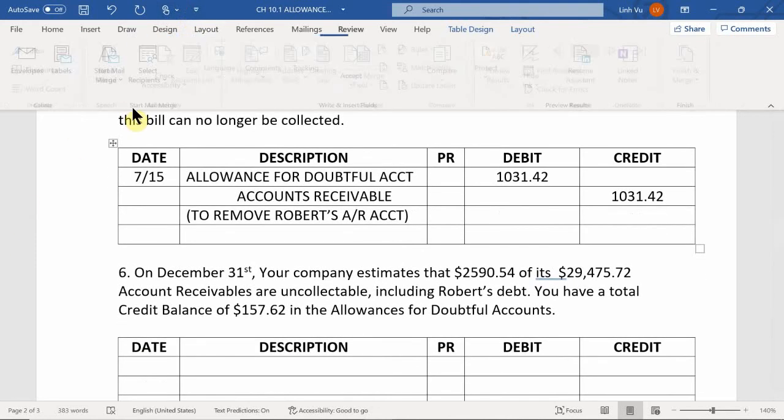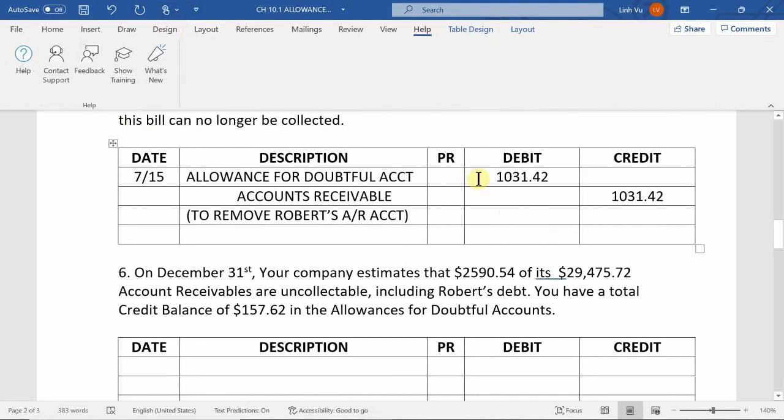Question 6 says, now on December 31st, your company estimates that $2,590.54 of its $29,475.72 accounts receivable are uncollectible, which includes Robert's debt. And you have a total credit balance of $157.62 in the allowance for doubtful accounts. So how do we record this?